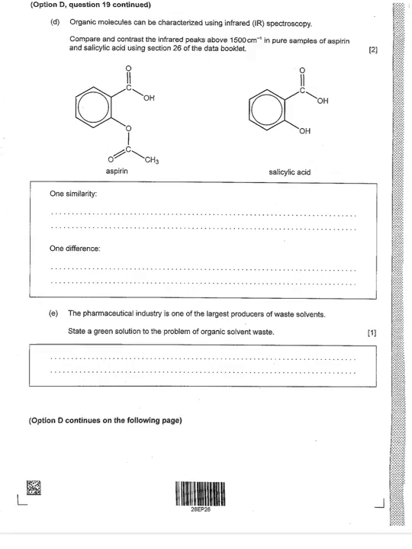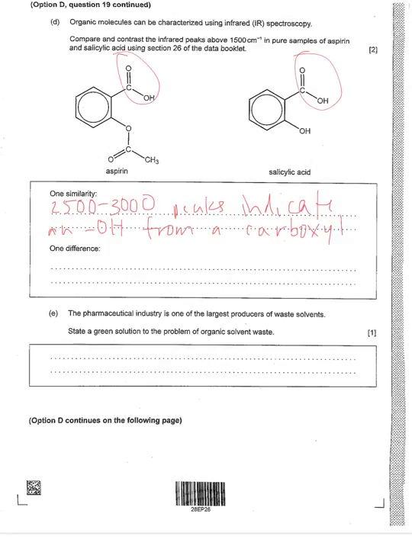Part D, organic molecules can be characterized using infrared. Compare and contrast the infrared peaks above 1500 in pure samples of aspirin and salicylic acid using section 26 of the data booklet. So one similarity you should have found is that they both have peaks in the 2500 to 3000 range. And those peaks indicate an OH from a carboxylic acid, or from a carboxyl group. And that's true for both of them, that they had the carboxyl group up here.